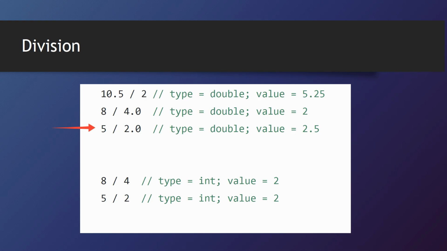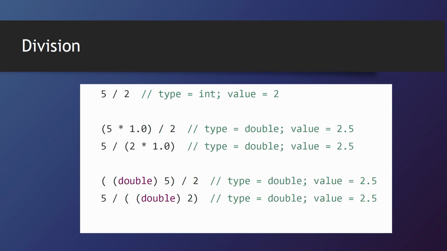But if you divide two integers, the result will also be an integer. Any decimal part of the result is truncated, which means cut off. For example, in the expression 5 divided by 2, both operands are integers, so the result will also be an integer. The 0.5 part is truncated. Not rounded, but truncated, so the value is just 2.